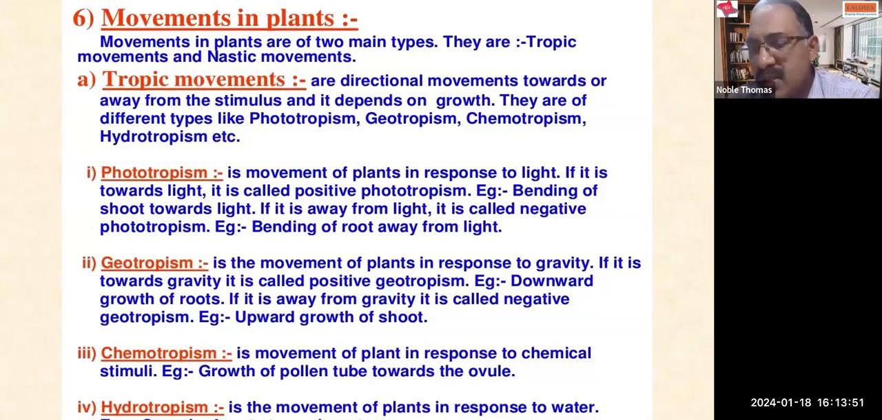One of the best examples to show this is to keep a potted plant near a window, and after a few days we can find the plant grows towards light. It moves out of the window and tries to move towards light.